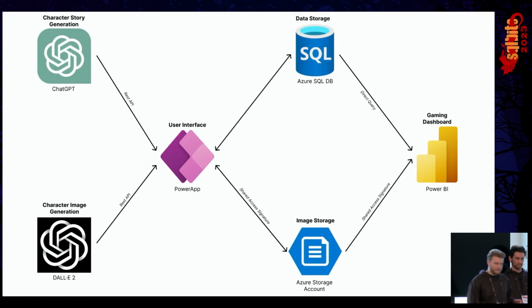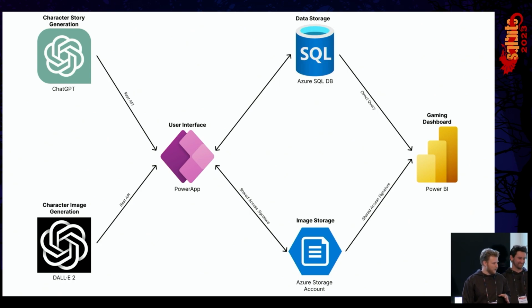So you can see here, this is basically the structure we've got. We've got a Power App in the center, and we've got the Power BI report to the right. We've got our lovely database and storage account, the rose between two thorns, right in the middle of it.